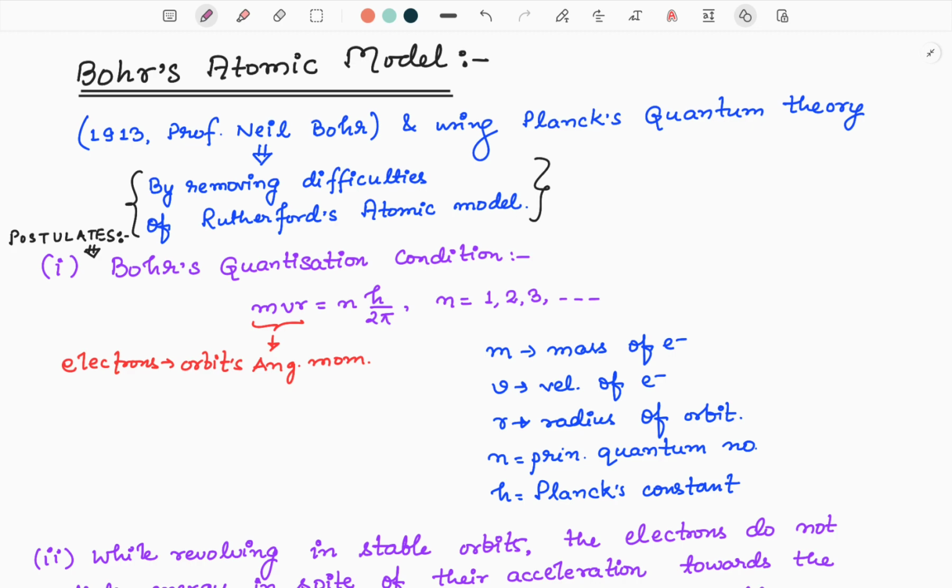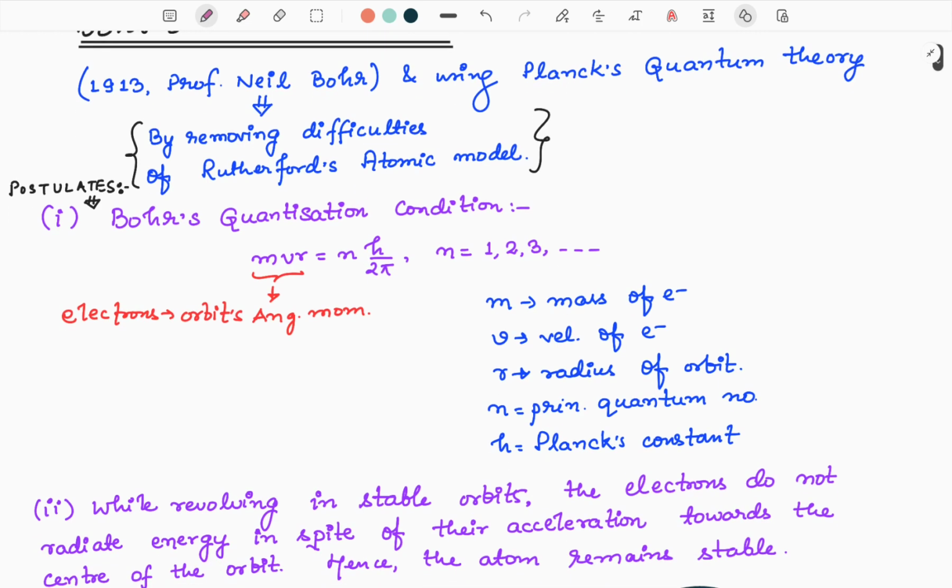So let us first study the postulates of this model, and then we will use Bohr's theory of hydrogen like atoms to solve the numerical problem. So we will discuss in this video the theory part, and we will discuss the numerical part in the next video. So the first postulate given by Bohr is Bohr's quantization condition.